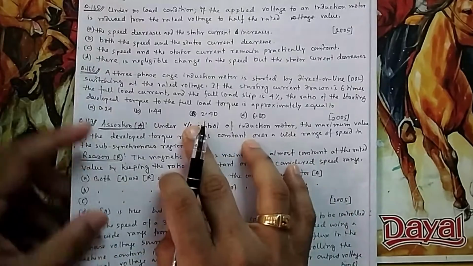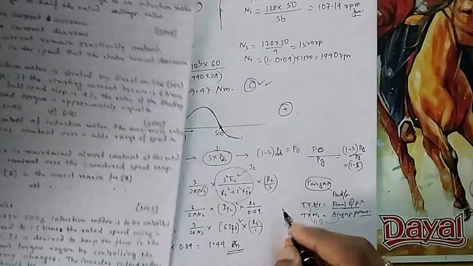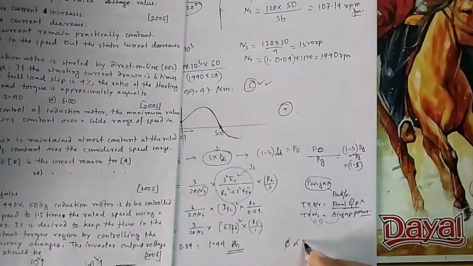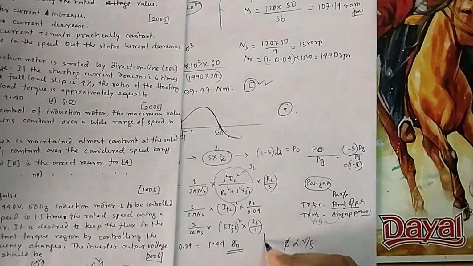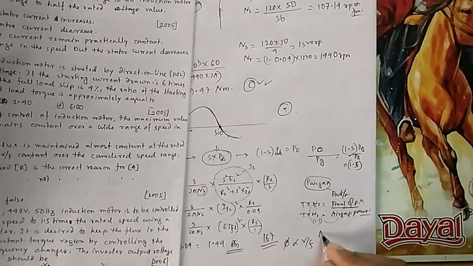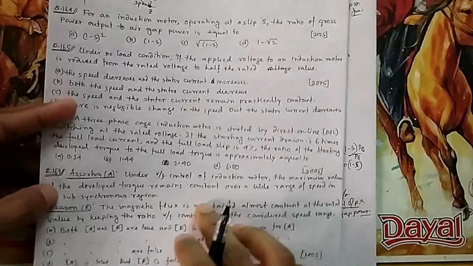So B, the magnetic flux maintained is almost constant. Yes, that we know, because if you maintain the ratio V by F, phi is directly proportional to V by F. So that is also true. So both A is true and B is true, and B is the correct explanation of A.